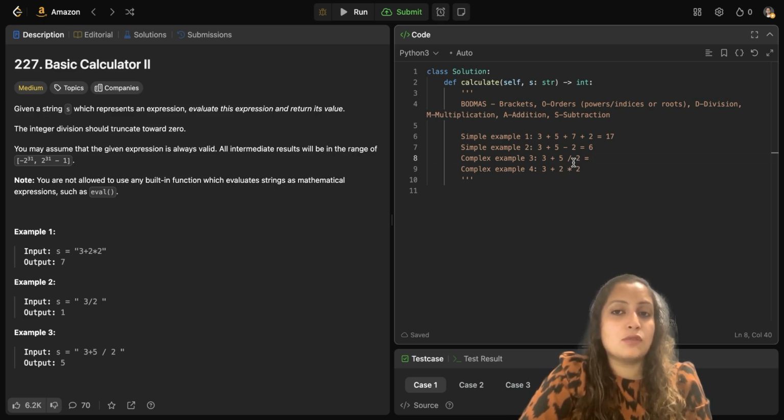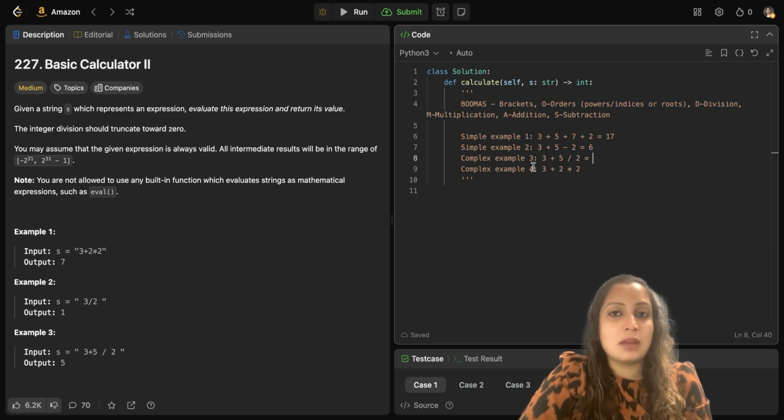So you first have to do 5 divided by 2, that is integer division, and you'll get 2. And then you have to add 3 and your result would be 5. So you would ask me, then my previous intuition is not working here. Well, it can work, but you have to update a few steps here.